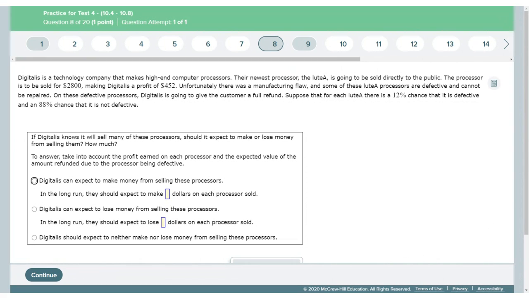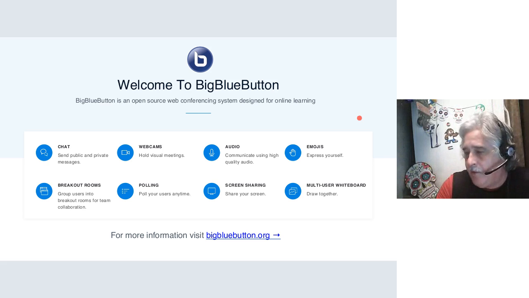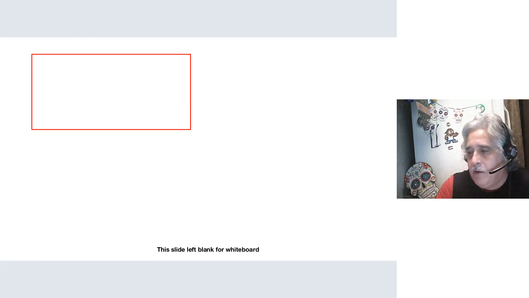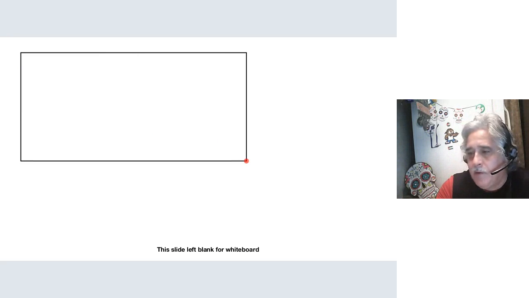Now, suppose that for each one of these processors, there's a 12% chance that it is defective, and of course, 88% chance that it's not defective. And the way that I've tried to handle these or tell you how to handle these is do just a little chart and just put the outcomes, and then you can put in the probabilities.